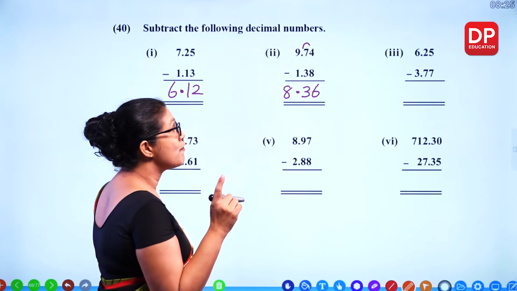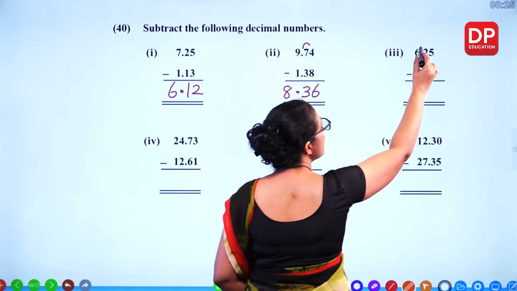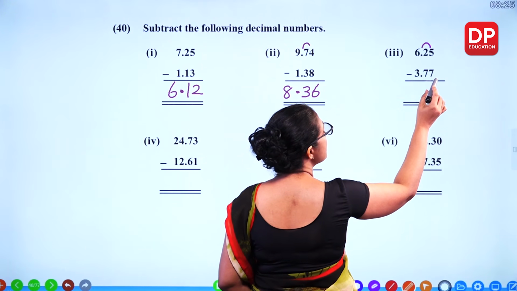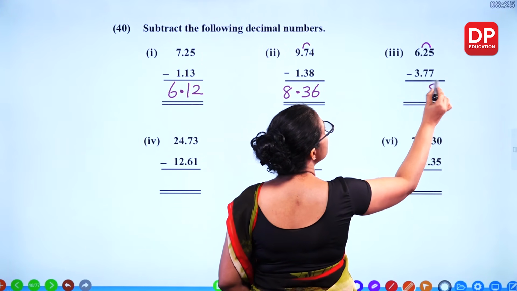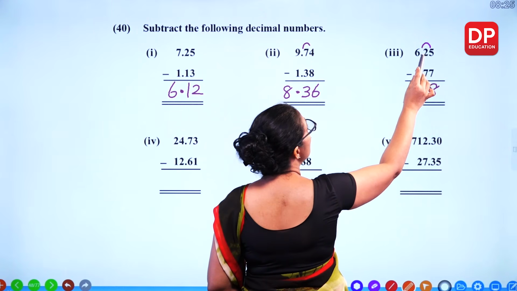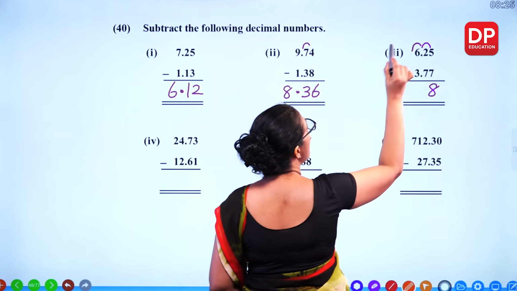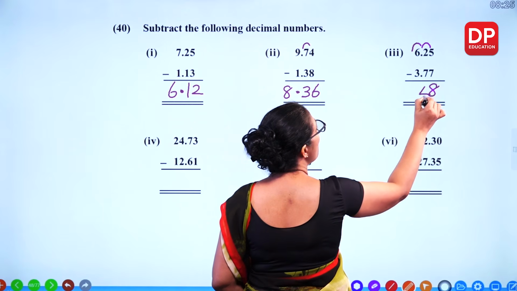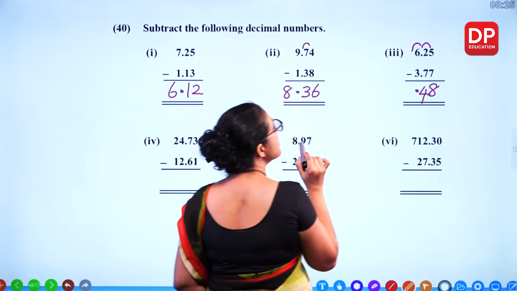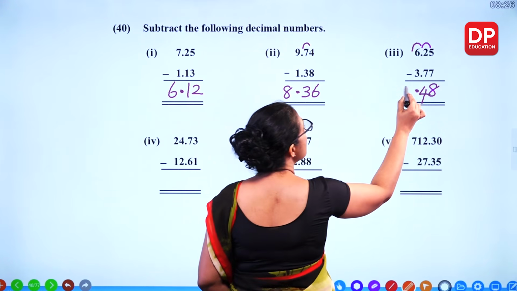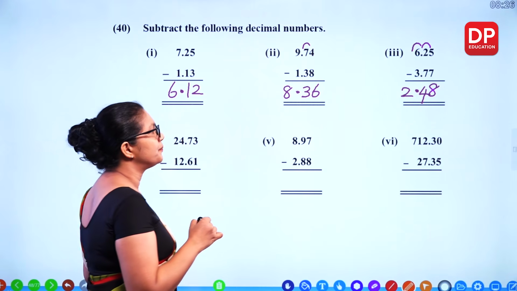Can we subtract 7 from 5? You can't. Take 1 from here. 15 minus 7, you get 8. This becomes 1. You can't subtract, take 1. 11 minus 7 is 4. Then this is 5. 5 minus 3, you get 2.